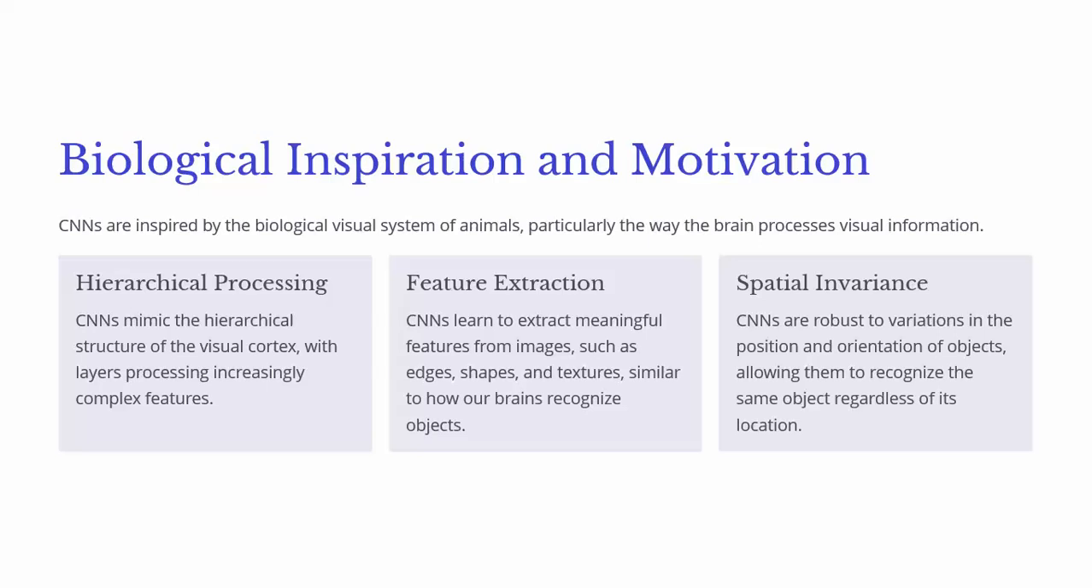helpful with variations of positions and orientations of objects, allowing them to recognize the same object regardless of its location. For example, if I see an image with an affected part at one point of time, and it is not in the same location but in some other location, convolutional neural networks will help to easily recognize the object irrespective of its location.